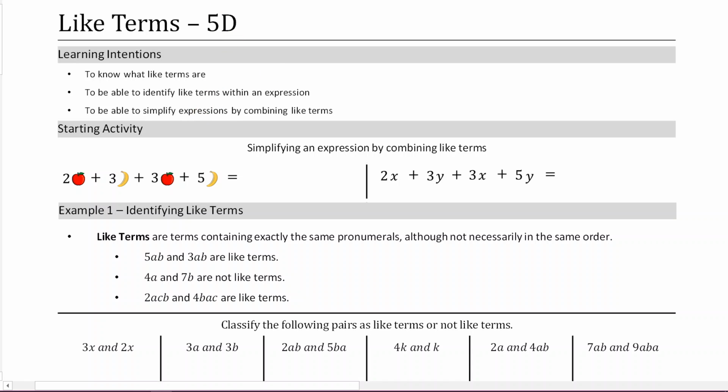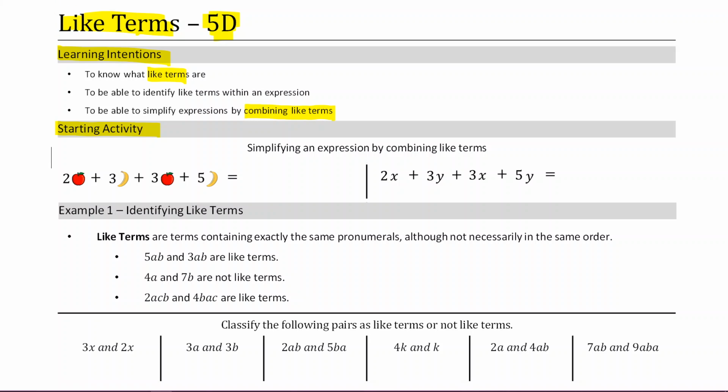Okay, so we are going to go through exercise 5D, which is all about like terms. What are our learning intentions? To know what like terms are, to be able to identify like terms within an expression, and to be able to simplify expressions by combining like terms. So let's start off with a bit of a starting activity. What we've been asked to do here is simplify by combining like terms.